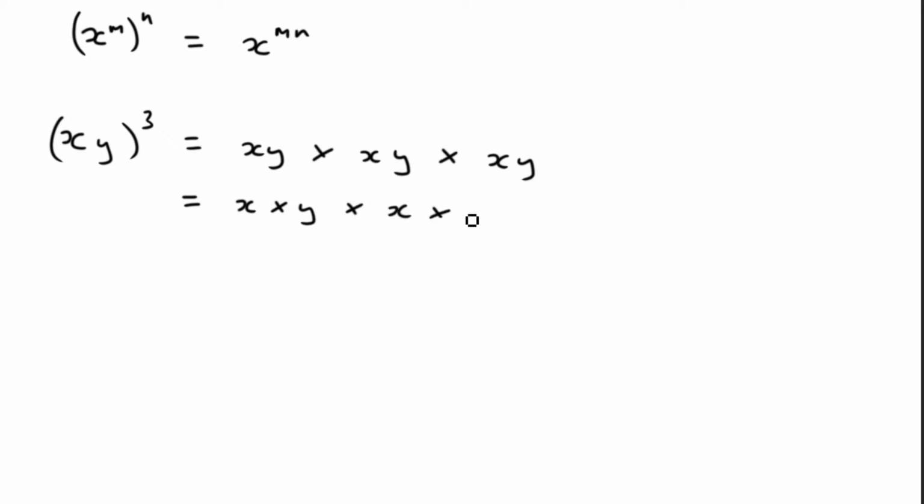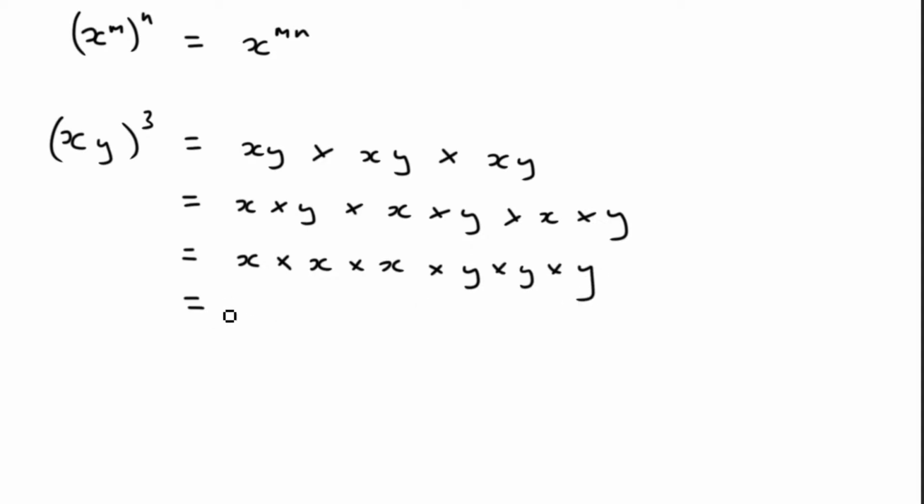So we can rewrite that as x times y times x times y times x times y. When we are multiplying numbers together, it makes absolutely no difference which order we do that. So we could put those three x terms next to each other at the beginning and the three y terms next to each other at the end. So what do we have? X times x times x is x cubed. Y times y times y is y cubed.